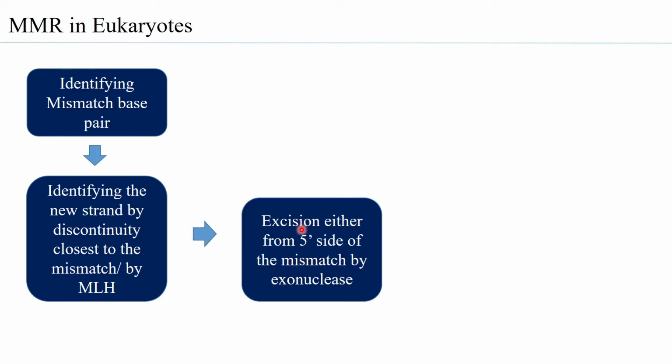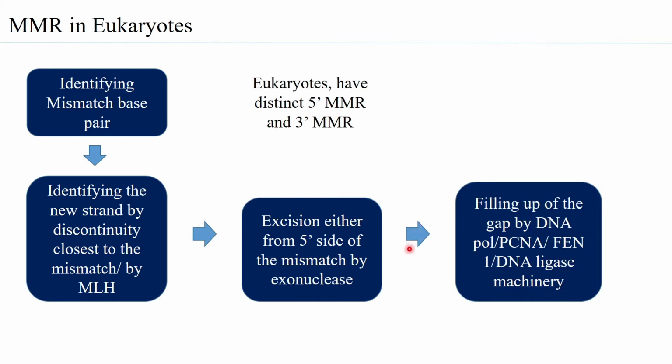The excision is generally done from the 5' end of the mismatch because the exonuclease present is a 5' to 3' exonuclease. However, the incision or the nick can be on either side of the mismatch, and hence in eukaryotes you can have distinct 5' MMR and 3' MMR. Now, having carried out the excision, there remains a gap.